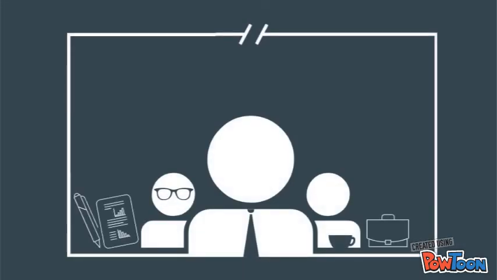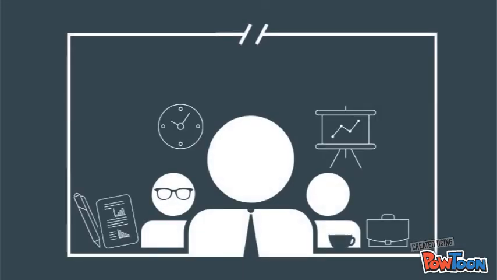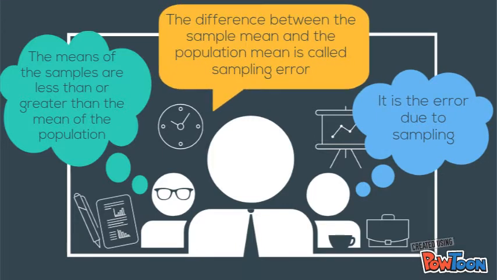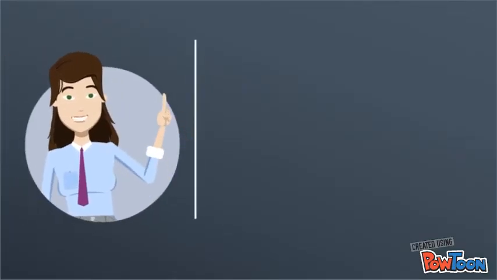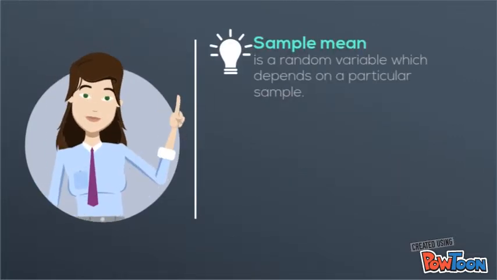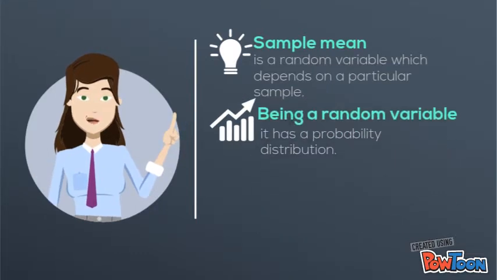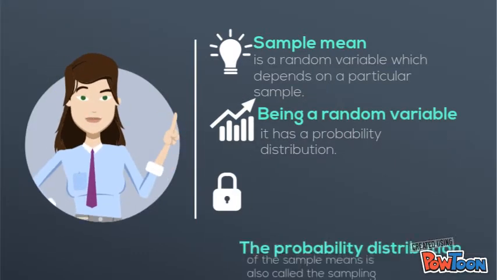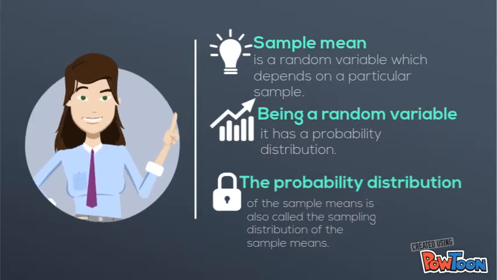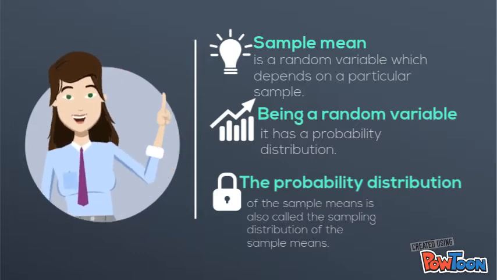The means of the samples are less than or greater than the mean of the population. The difference between the sample mean and the population mean is called sampling error. It is the error due to sampling. Sample mean is a random variable which depends on a particular sample. Being a random variable, it has a probability distribution. The probability distribution of the sample means is also called the sampling distribution of the sample means.